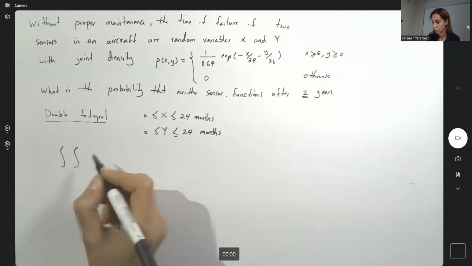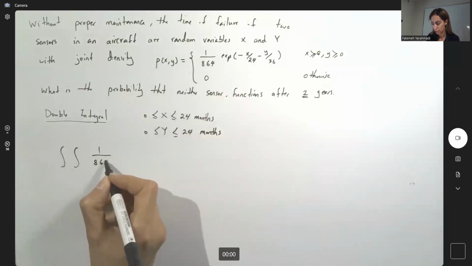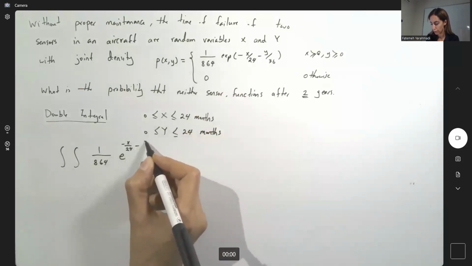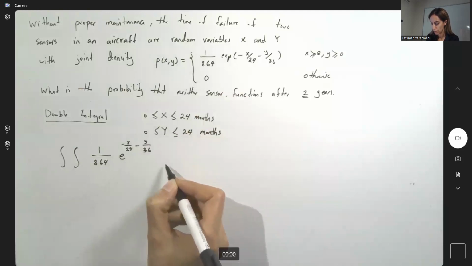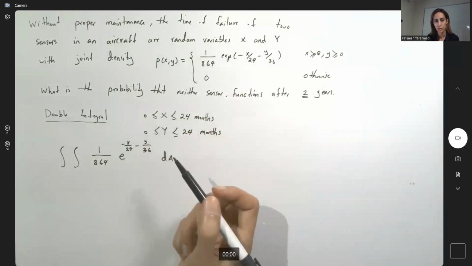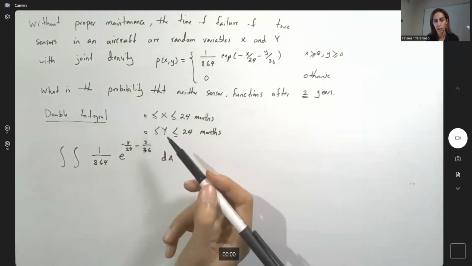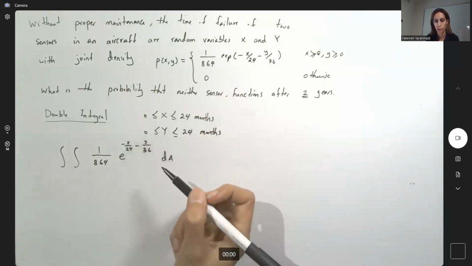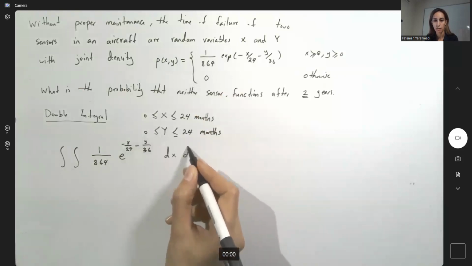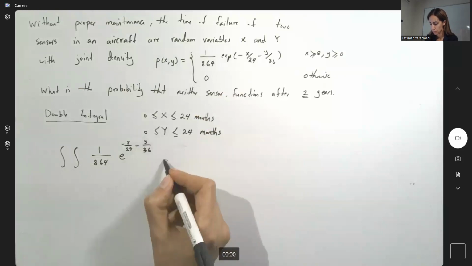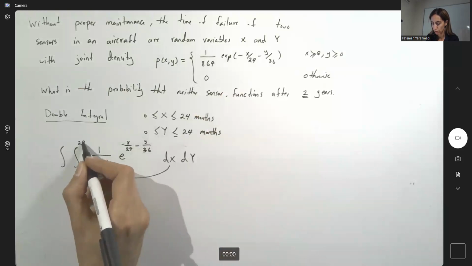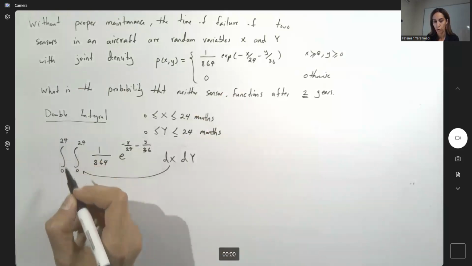The double integral of 1 over 864 e to the power negative x over 24 minus y divided by 36 dA. Then we can decide between x and y. As you can see, x and y are not connected together. There is no linear combination, non-linear combination between them. So you can basically take the integral with respect to x or with respect to y. It doesn't matter. dx, dy. The boundaries for x, 0 to 24. The boundaries for y, 0 to 24.